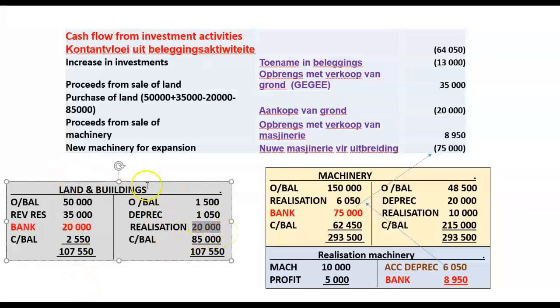Because what do I usually do? I take out the cost price on the credit side of the cost price account, and the accumulated depreciation I take out on the debit side. So what do I take out in effect? I take out the carrying value of that asset which is being sold. So this 20,000 Rand is the net impact of that transaction. If I do a combined account, then if I'm going to take out the carrying value, in effect I have eliminated the cost price as well as the accumulated depreciation.